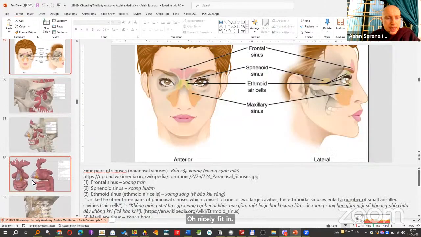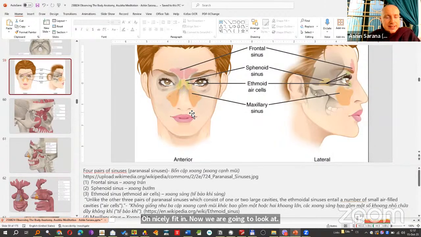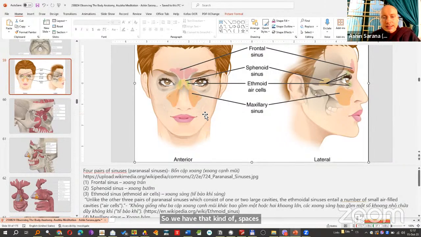Now we are going to look at the cavities. Cavities, or hollow spaces, right? A hollow space is a space where you get nothing. It is limited by some walls, and inside there is nothing. We have that kind of spaces in the skull. These spaces are known as sinuses. These sinuses are simply parts of bones where you get nothing. They're just hollow spaces inside the bone. And we get 4 pairs of them.